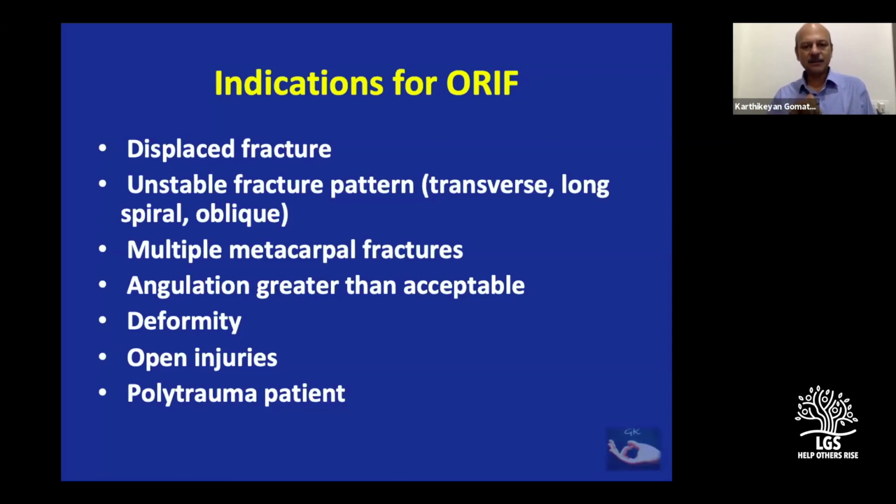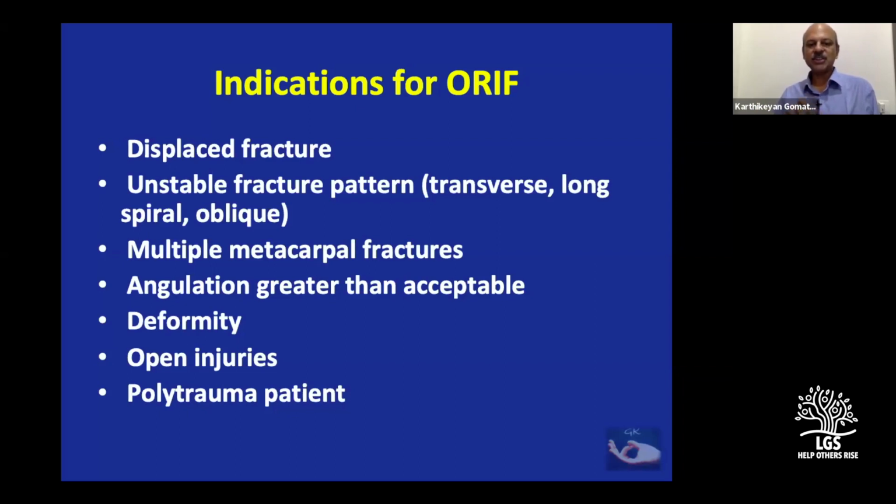If it is an unstable fracture pattern, for instance a straight transverse fracture, which will be very unstable on reduction, or a long spiral or oblique fracture, or multiple metacarpal fractures. When there are multiple metacarpal fractures, it is not possible to mold all the fractures and do a conservative management. You will not get a good reduction and a good alignment. So we need to do an open reduction.